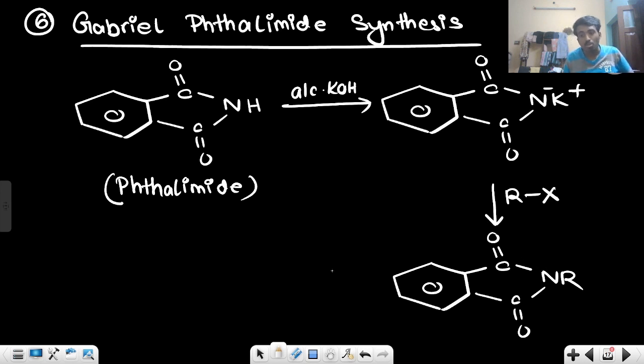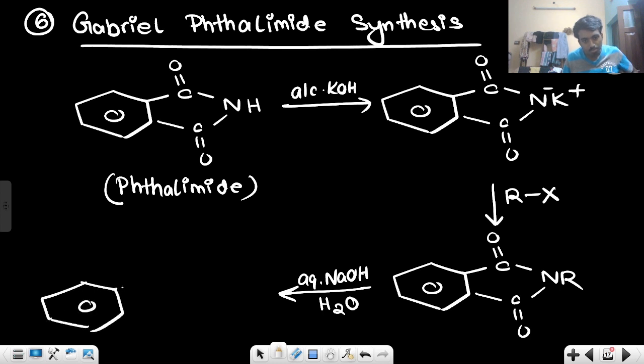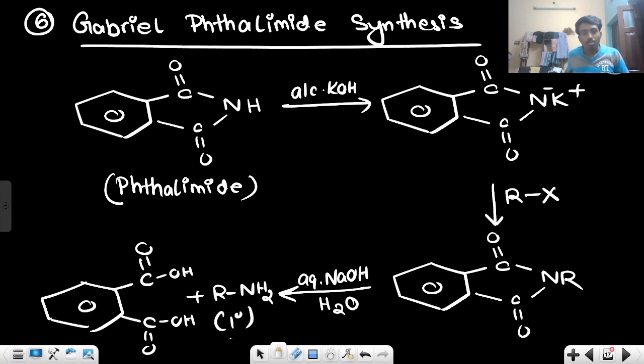Then last step, what will happen is, if I am giving here aqueous NaOH, then this bond and this bond will break. So ultimately R and two hands free, NH2. Basically I will give you aqueous NaOH and water. So water's H will come here and oxygen and OH minus will go here. So this will form C double bond OH, and the byproduct that will be formed is RNH2. So this is basically Gabriel phthalimide synthesis, where I am actually getting a 1 degree amine.